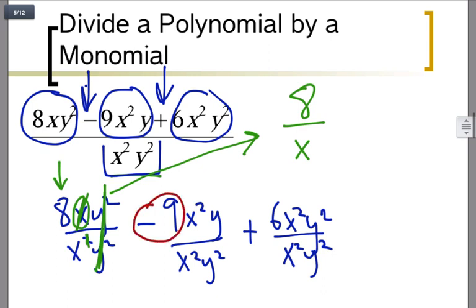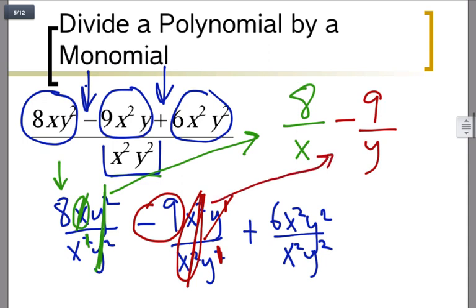So I'm going to have minus 9. That's not going to change. The x squared over x squared, those both cancel each other out because anything divided by itself is just 1. And then the 1y on top cancels out with one of the y's on the bottom. So that cancels out with one of these, and you're left with 1y on the bottom. So you have negative 9 over y to the first power.